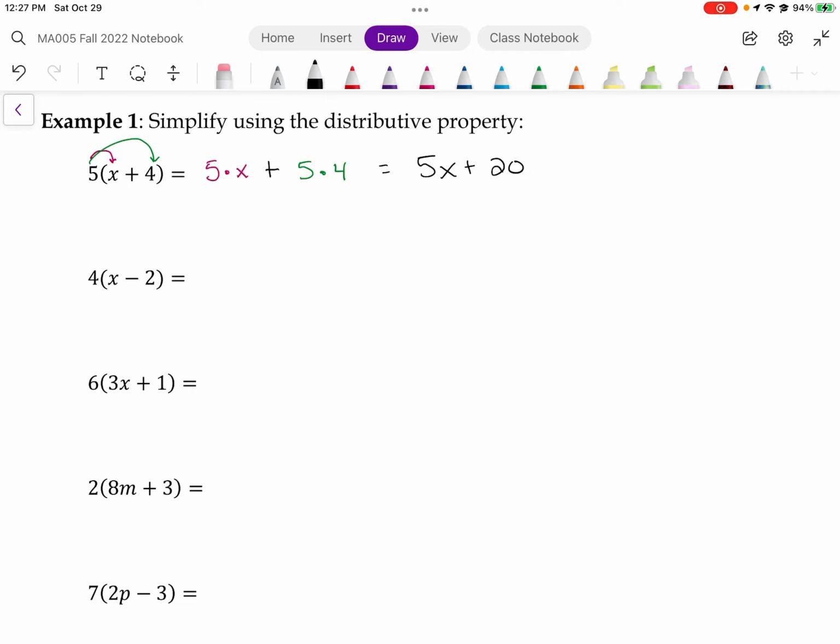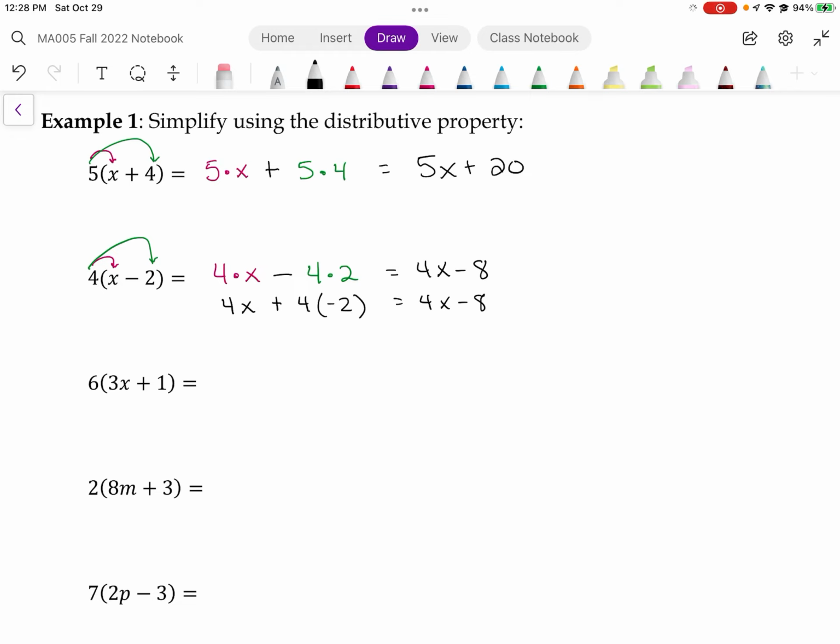I would not skip the middle step when there's subtraction. So I'll show you what I mean. 4 times x, minus, okay, so we're going to have a minus because the minus is here. And then we're going to have 4 times 2, and that is going to give us 4x minus 8. Now another way to think about it is to have 4 times x plus 4, because the 4 is positive, times a negative 2. Notice you would still get 4x minus 8. It doesn't matter which way you do it, as long as you do it properly.